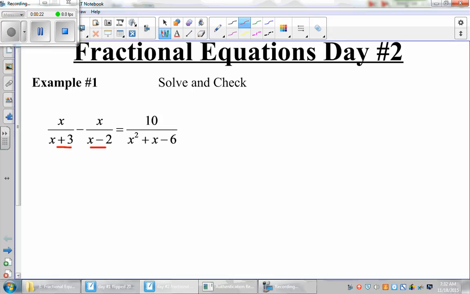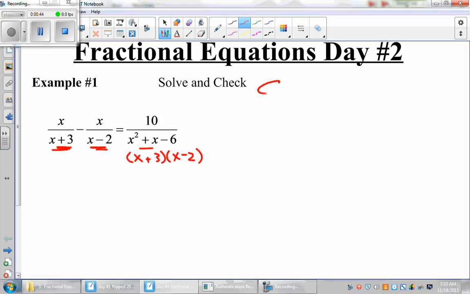So if you notice, there's a binomial here, here's a trinomial. You must factor any of those if they can be factored to find the common denominator. This trinomial can go to x plus 3, x minus 2. Oh, look at that. It's the same thing as those two. Okay.